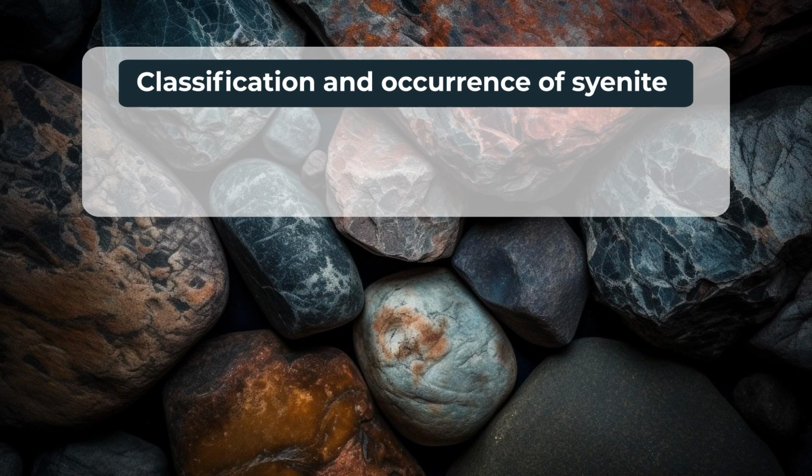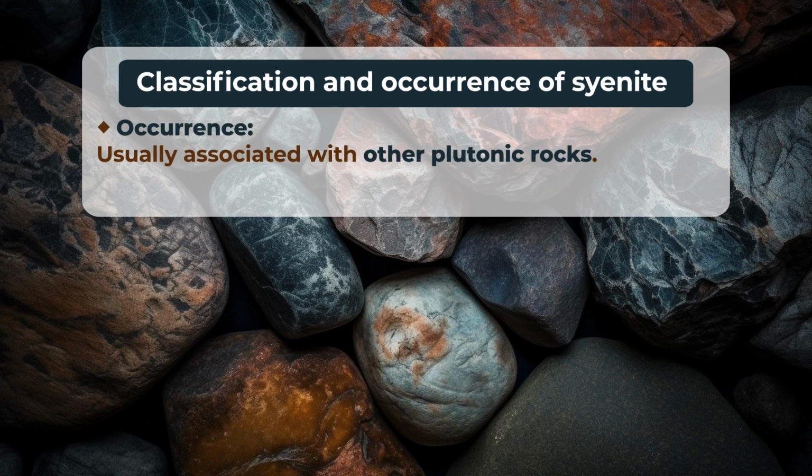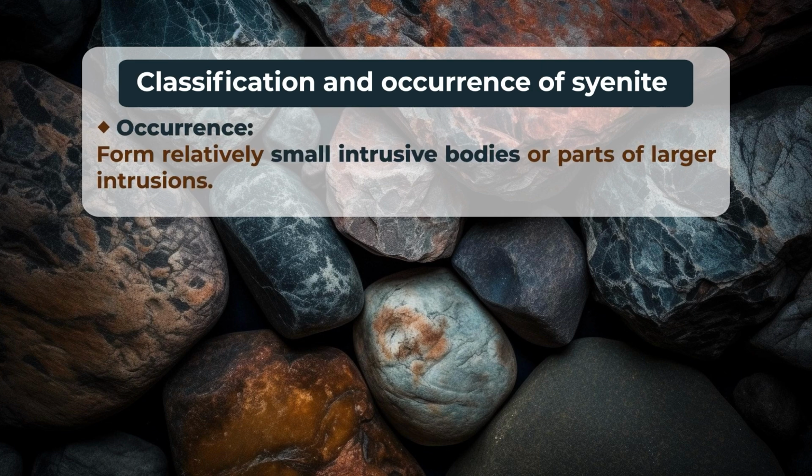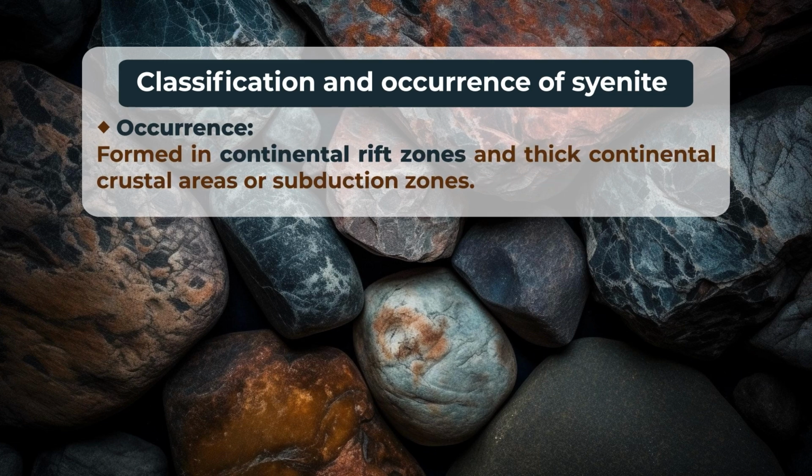Classification wise, these are intrusive plutonic intermediate rocks. They usually are associated with other plutonic rocks, form relatively small intrusive bodies or are part of larger intrusions. They are produced by alkaline igneous activities, typically resulting from the partial melting of the lower crust. Usually, they are formed in continental rift zones and thick continental areas, or rarely in subduction zones.